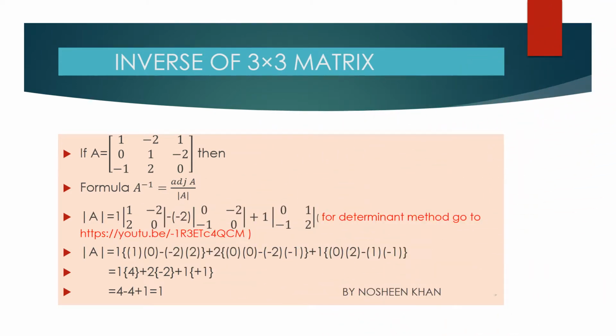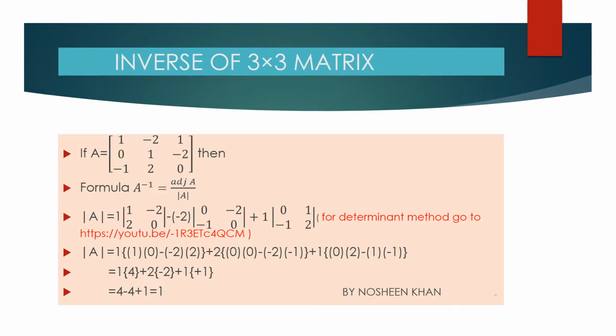Inverse of a 3 cross 3 matrix. The inverse of a 3 cross 3 matrix is a little different than the inverse of a 2 cross 2 matrix. If I have a matrix A is equal to 1, minus 2, 1, 0, 1, minus 2, minus 1, 2, 0, then the formula is A inverse is equal to adjoint of A divided by the determinant of A. Determinant of A is equal to, I will expand it row wise. First I take 1. Then the row and column in which 1 exists, I will neglect, and the remaining values are 1, minus 2, 2, 0.